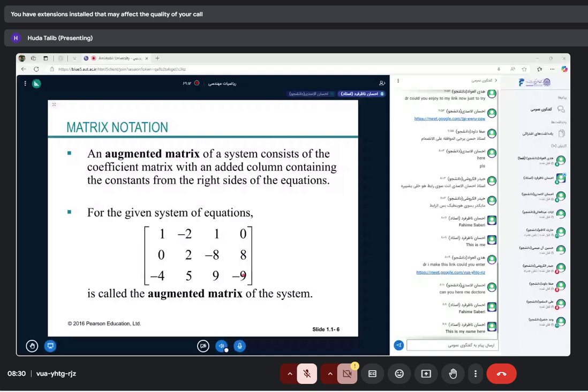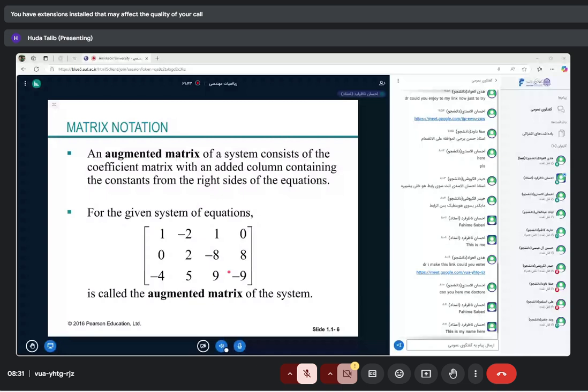If we add this column, we refer to this as an augmented matrix, not the coefficient matrix. The size of the matrix is determined by the number of rows and number of columns. So if you have an m by n matrix, it means that it has m rows and n columns.